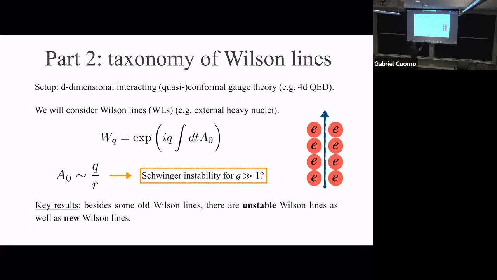So what you're allowed to expect is that somehow matter will pop out around the lines, around the nucleus, traveling in time, and will kind of screen it. So if you want just a slogan, the result will be that besides some of the old Wilson lines we know, some Wilson lines with sufficiently large charge will become unstable and get screened. And perhaps more surprisingly at this stage, there are also new Wilson lines. So it's not enough to specify the charge of a nucleus to decide what its physics is. We have to specify an extra component, and this will lead to the existence of two conformal lines in formal language.